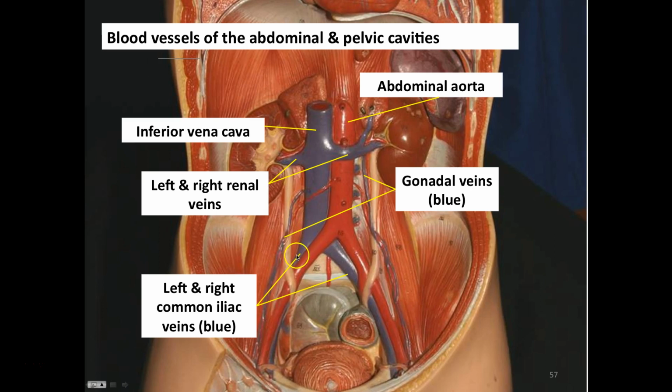Notice how the left and right common iliac veins accompany the right and left common iliac arteries. And where the aorta divides to become the common iliac arteries is also about the same position. The left and right common iliac veins will join to become the inferior vena cava. We can see the gonadal veins, the right gonadal vein and the left gonadal vein. And the left gonadal vein in the model extends all the way up to the left renal vein.